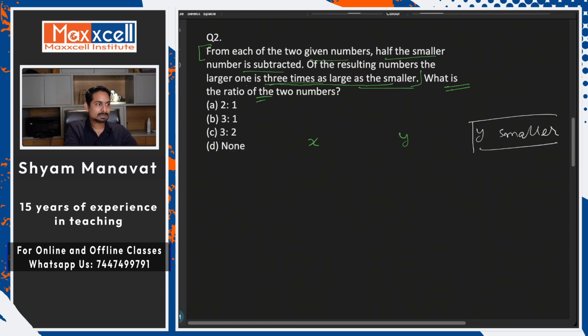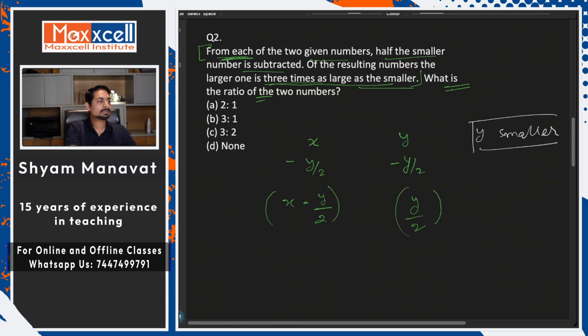Now, as per the question, half of the smaller number is subtracted from each of the two given numbers. So here we subtract y by 2 and here we subtract y by 2. What is the result? Here you will get x minus y upon 2, and here y minus y by 2 is how much? It's y by 2. From full, if we subtract half, you get half. So this is the result.